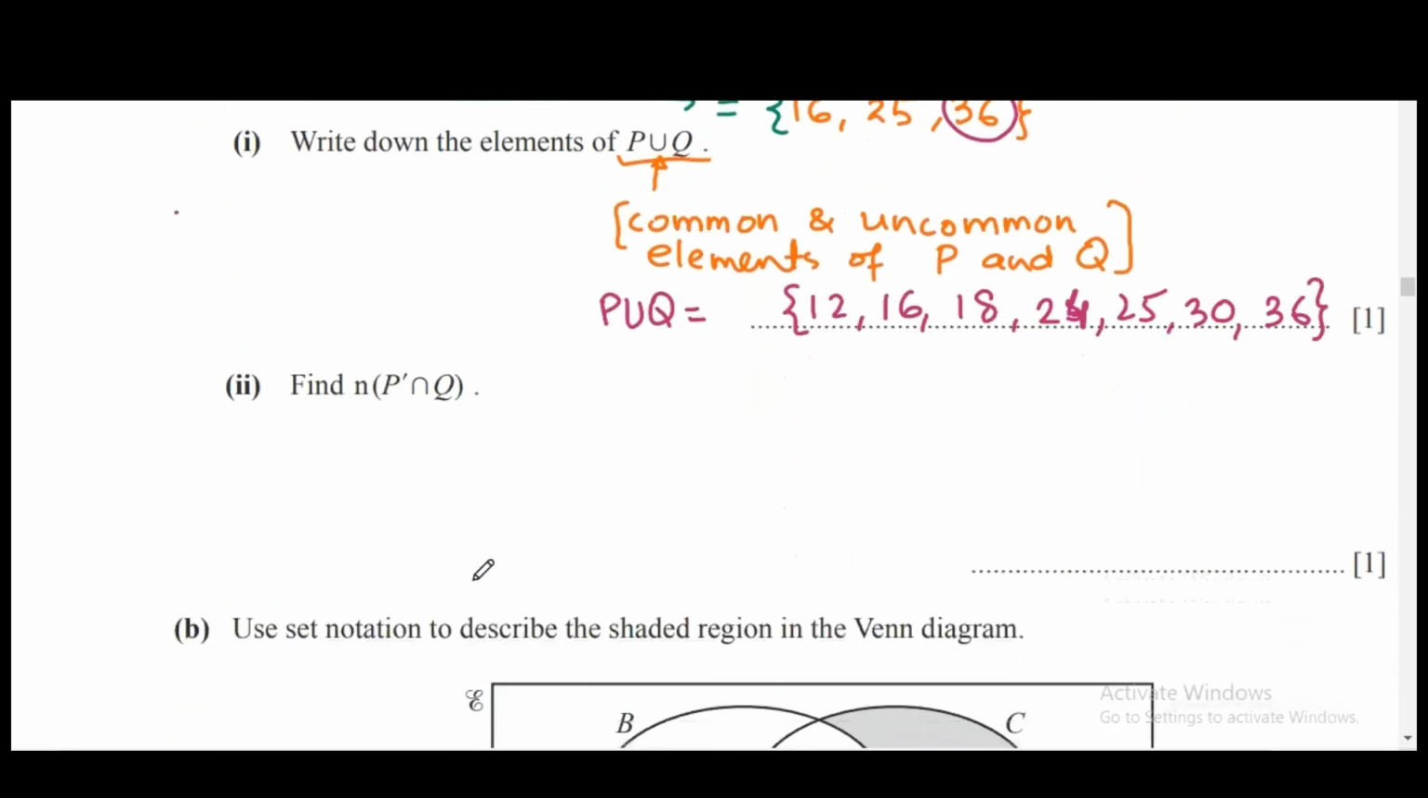Now, in the second part, find n of P complement intersection Q. You should remember what this is. n means the number of elements, in this case not the number of students. And intersection means common, just the symbol of common. So P complement, and what is P complement? P complement means P not. This symbol is complement. P not means the opposite of P.